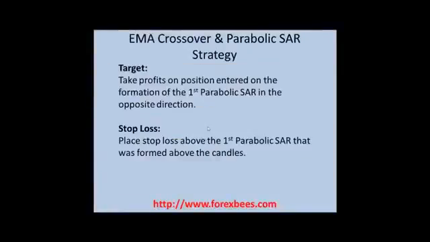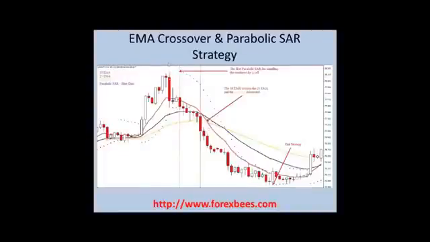For the target, take profits on the position entered on the formation of the first parabolic SAR dot in the opposite direction. For the stop loss, place it above the first parabolic SAR dot that was formed above the candlestick. So once the first parabolic SAR dot is formed below the candlestick, this is where you can exit, and the stop loss should be above the first parabolic SAR dot formed above the candlestick.